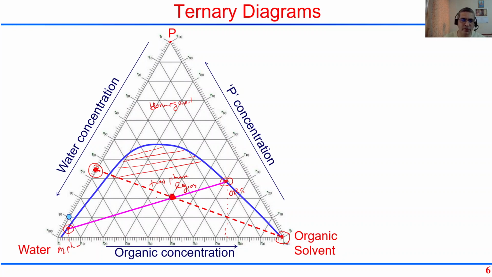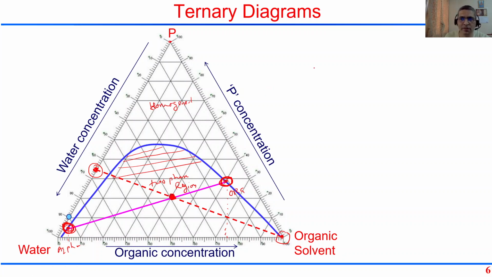And it's in the two-phase region, so it will split into two phases, the aqueous phase, the water-rich phase, and the organic phase, the solvent-rich phase. The concentration of P in the water-rich phase would be given by this point, and the concentration of P in the organic phase would be given by this particular point. So we have seen all this.